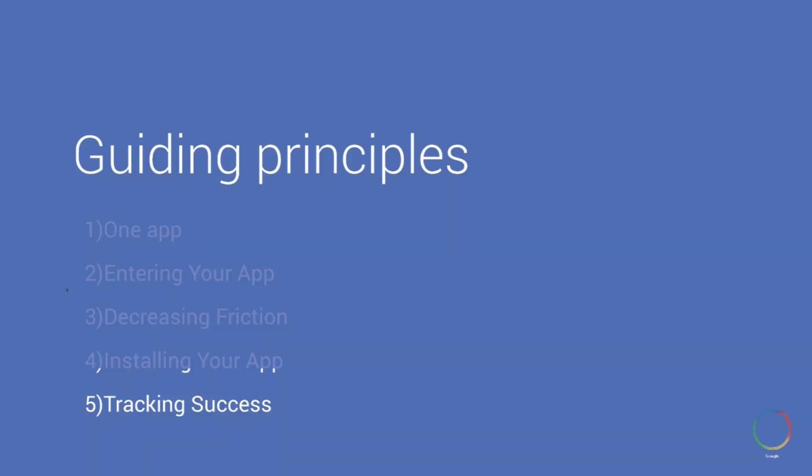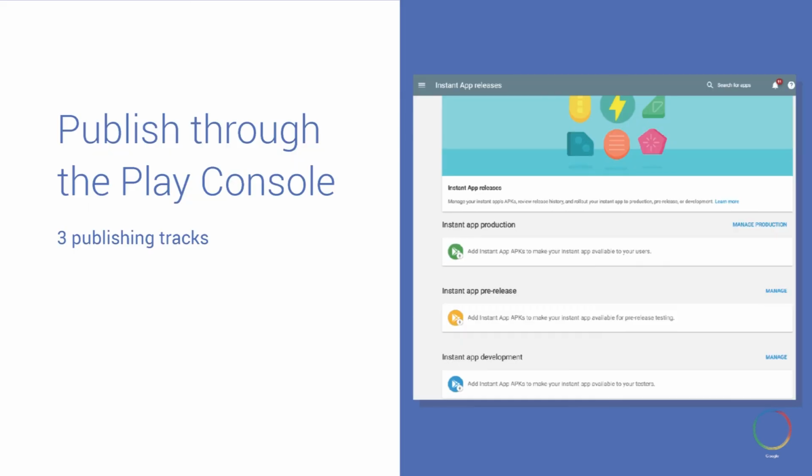Finally, let's talk about how to track success. You've developed your instant app. You want to now upload it and see how successful it is. So you're going to upload it to the Play console, similarly to how you do with your installed APK today. You're going to have 3 tracks: development, pre-release, and production. And what's great is the latest update is available to users, right? As soon as they click that URL, you can now send them the latest update of your instant app.